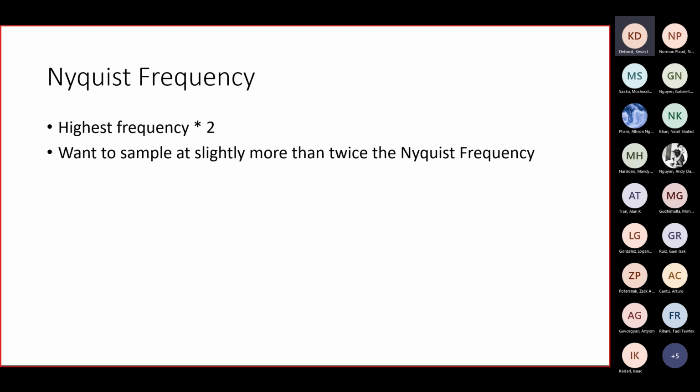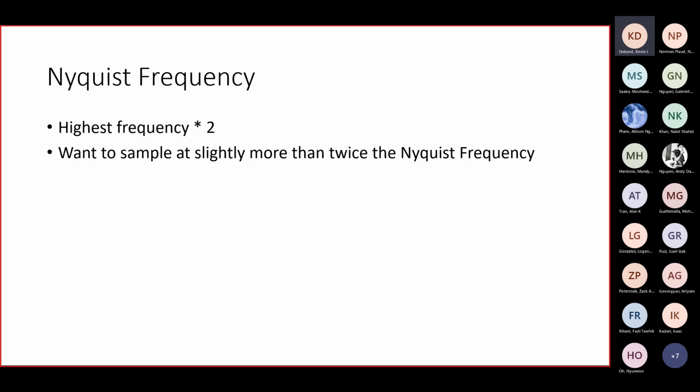And we do want to sample at slightly more than twice the highest frequency. Does anybody know why? Have some separation. Isn't it because at the Nyquist frequency it will just be a straight line instead of an actual sine wave? So the reason we have to sample at slightly more than the Nyquist frequency is because it would just be kind of a flat line.